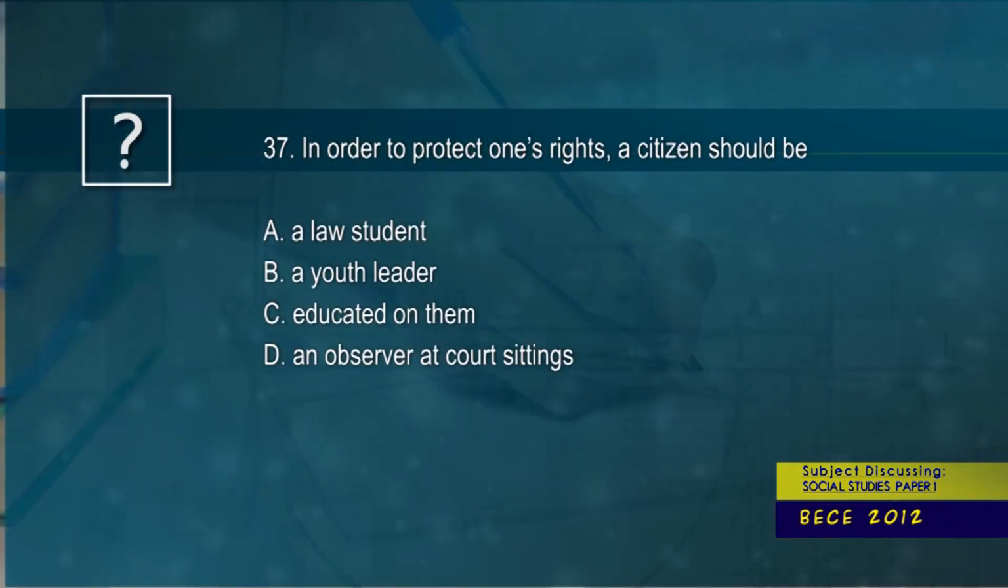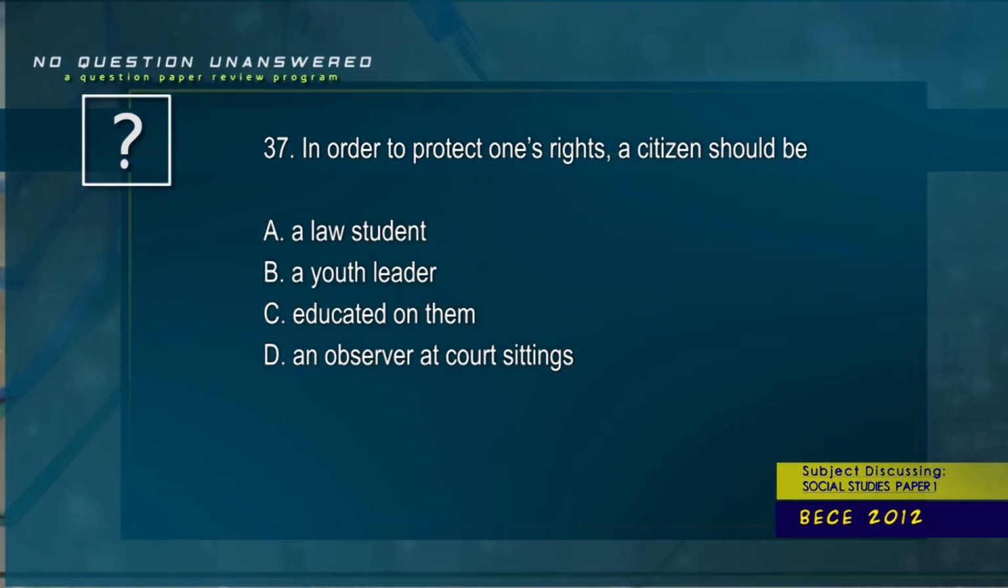37. In order to protect one's rights, a citizen should be A. A law student. B. A youth leader. C. Educated on them. D. An observer at court sittings. Viewers, the correct answer here is C. That is, one should be educated on them. In order to protect one's right, a citizen should be educated on them.